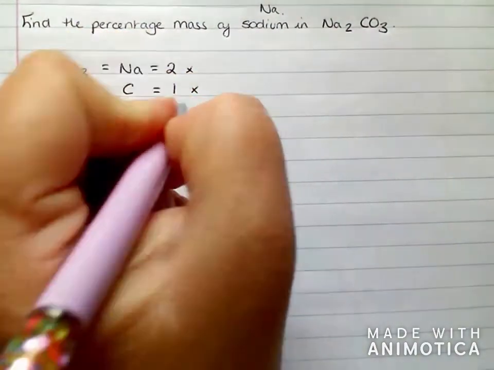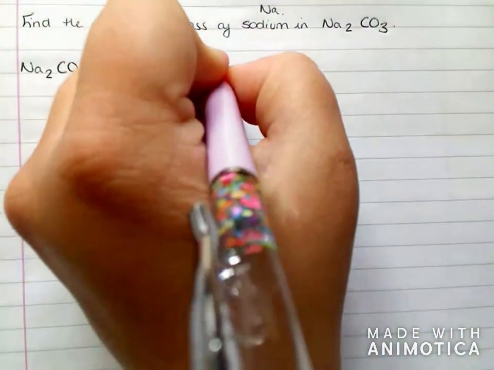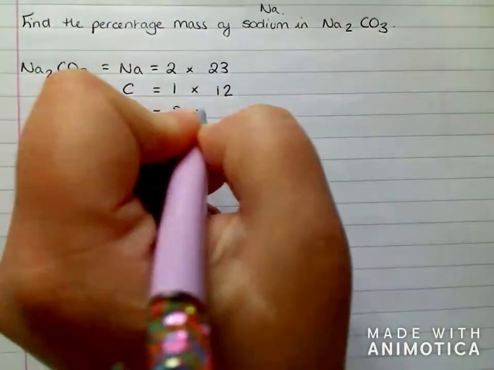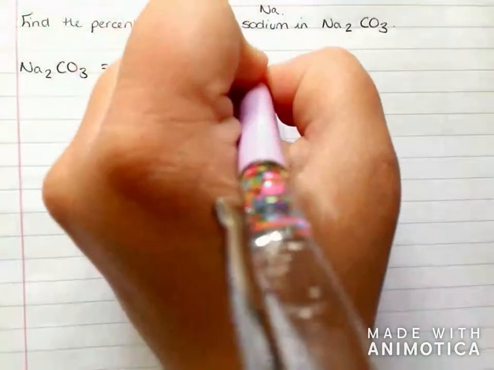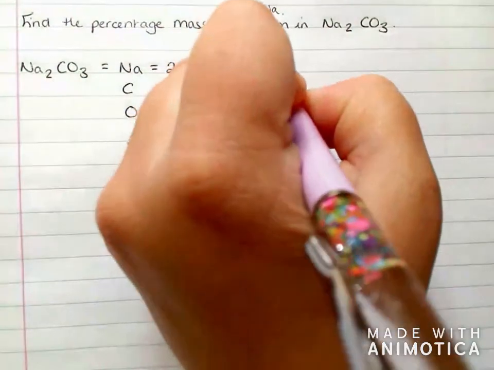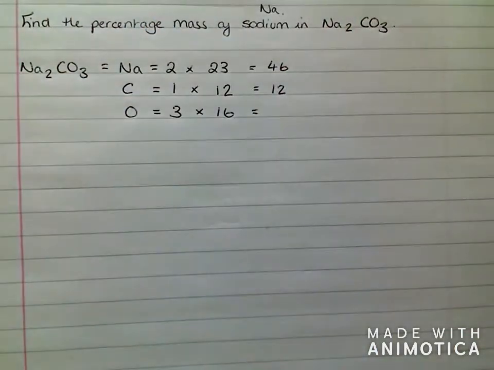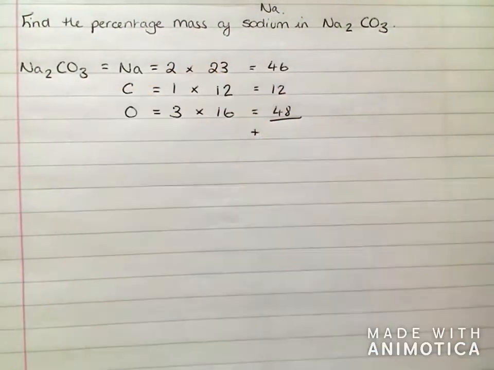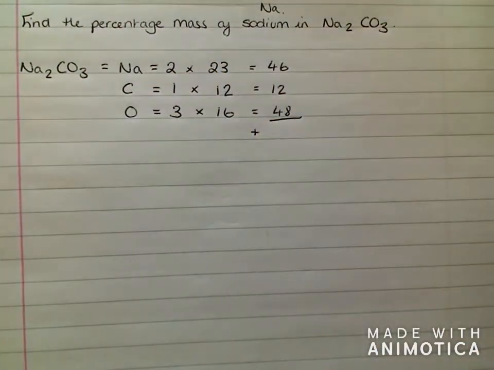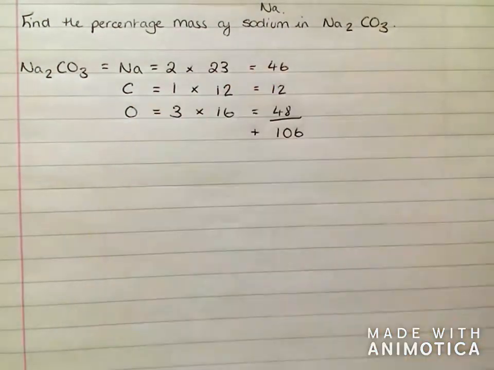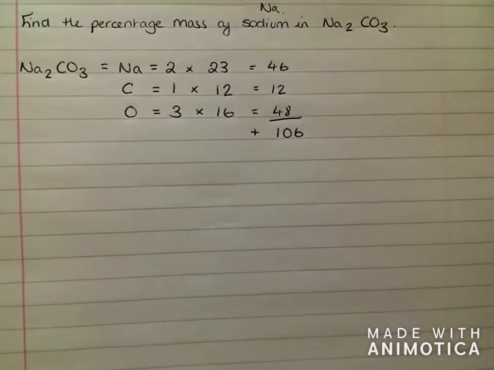Multiply those by their top number. So Na is 23, C is 12, and O is 16. Then I work those out. So that's 46, 12, and then 3 times 16 is 48. Then I add those together. So 48 plus 12 plus 46 is 106. And now I can write out my formula.